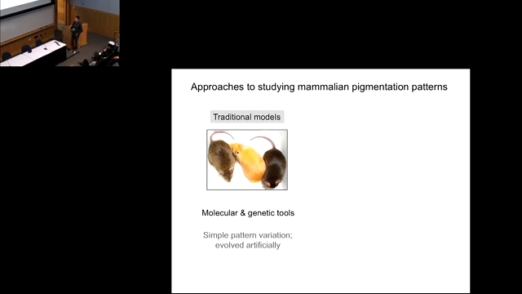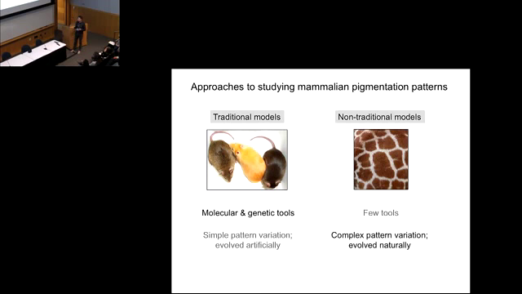They tend to be monochromatic, and even if they were more complex, most of these strains have evolved in the laboratory, right? That means that they don't reflect the natural forces that occur in nature. On the other hand, we have more charismatic species, like in this example the giraffe, which have evolved complex pattern variation, but obviously with the downside that they constitute really bad models, right?